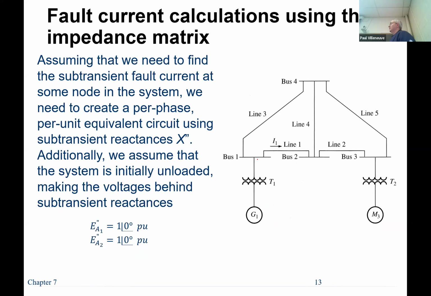Now, how do we apply this to any old system? Let's take a much more complicated system than the previous 2-bus system. We've got 4 actual physical buses, and we have some pseudo buses between the generators and the transformers, if you want to make it easier. We're going to assume that the system is initially unloaded to make our calculations easier. That's typically what we do in fault analysis, because the load currents are so much less than the fault currents that we can usually neglect them and still get pretty good results.